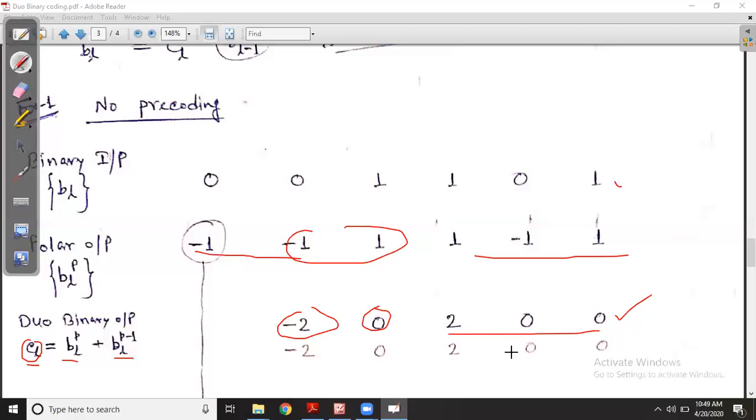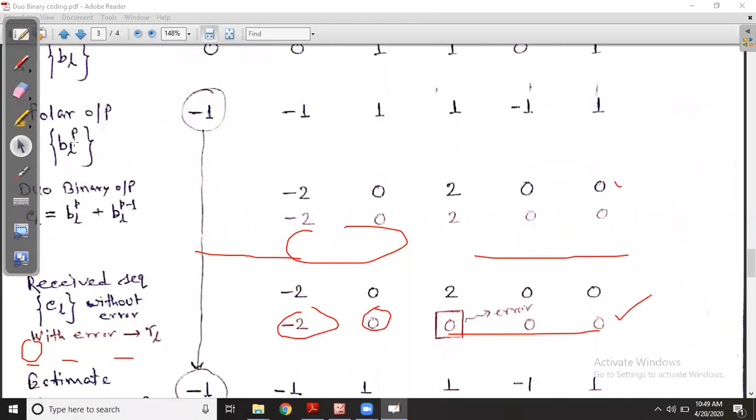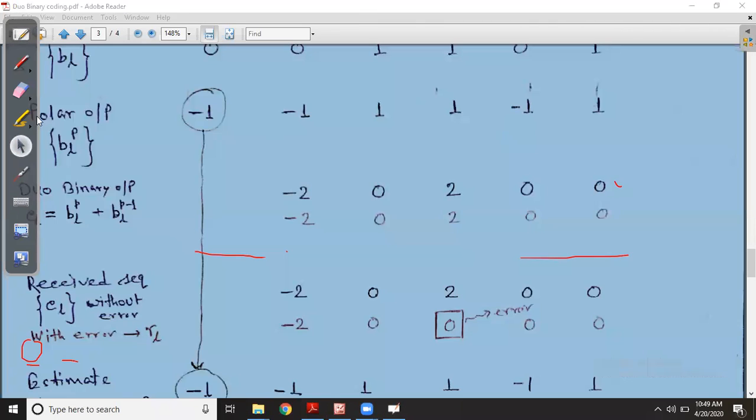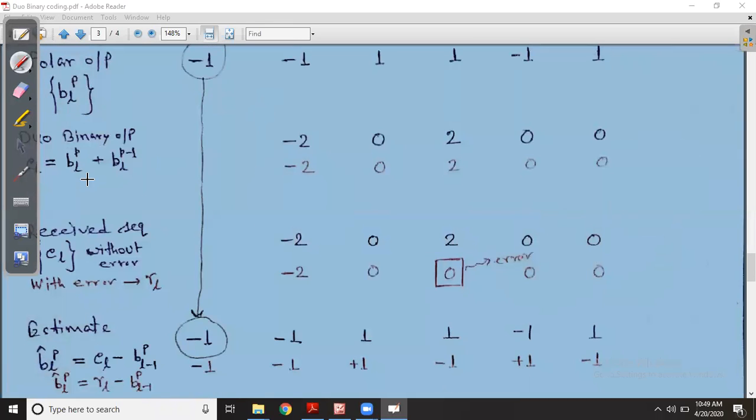Now these are not bits. These are the voltage levels which are transmitted. Now this is CL, which is transmitted through the channel. This is the CL now. These bits are transmitted through the channel, and we are receiving the same bits.